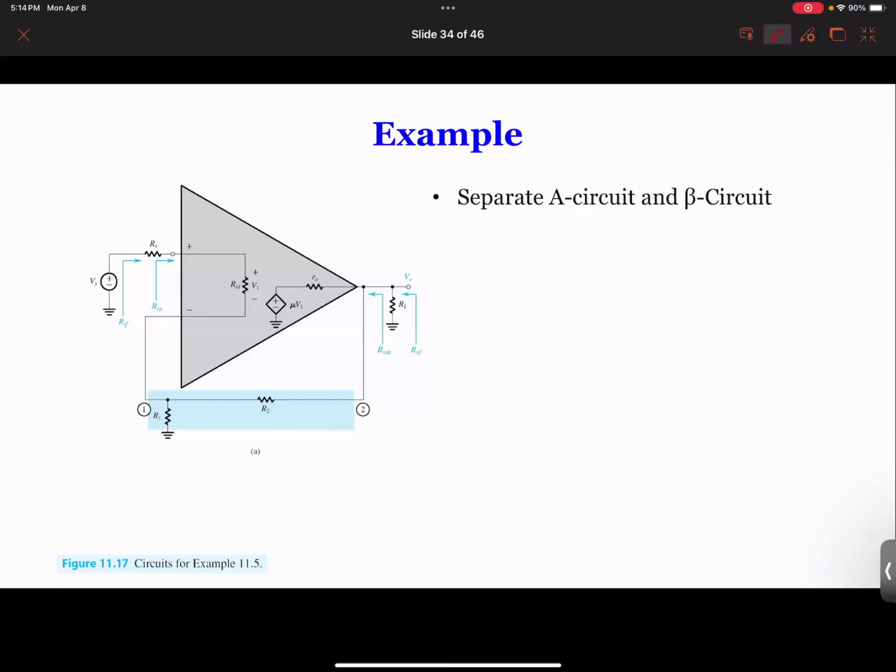Non-ideal means the gain is not infinity. The gain has a limited value. But here, the only thing we're going to do is use mu instead of A for the op-amp gain. The reason we use mu is because mu is the actual op-amp gain. But later on, you'll see we need to find the so-called gain circuit. What is a gain circuit?